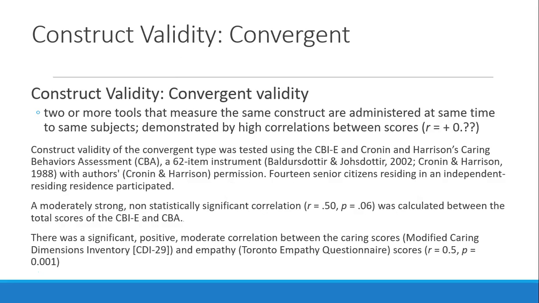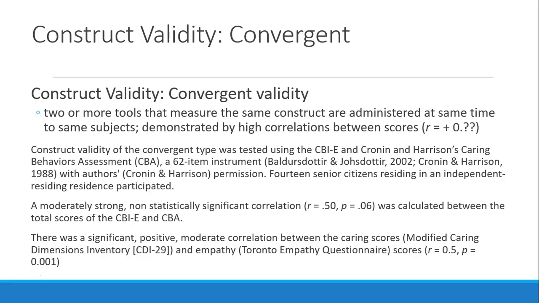So another set of convergent validity examples happened to come from Cronin and Harrison's instrument, the CBA, and the Caring Behaviors Inventory of Elders, CBIE, where this was checked out with 14 senior citizens and independent residing residents. What was found was a moderately strong, non-statistically significant correlation. It was a small group, but what that means is it needs to be repeated. But it does establish convergent validity because both of those instruments measure the same construct.